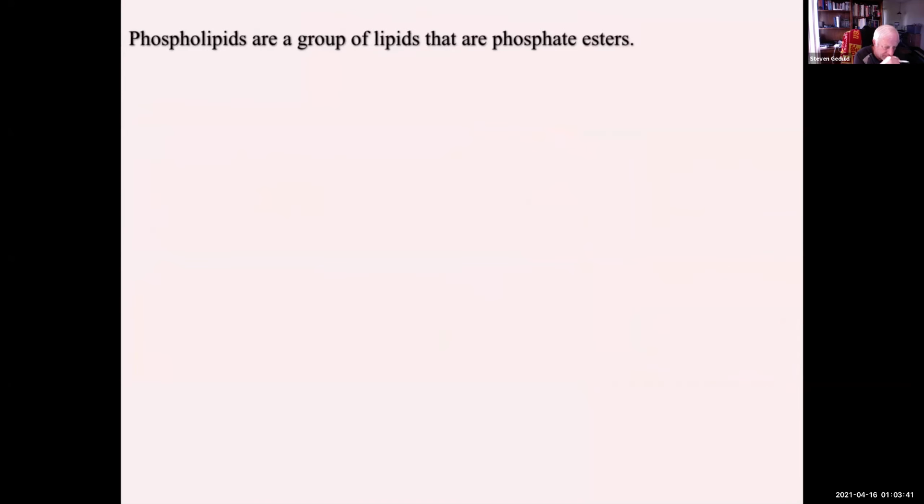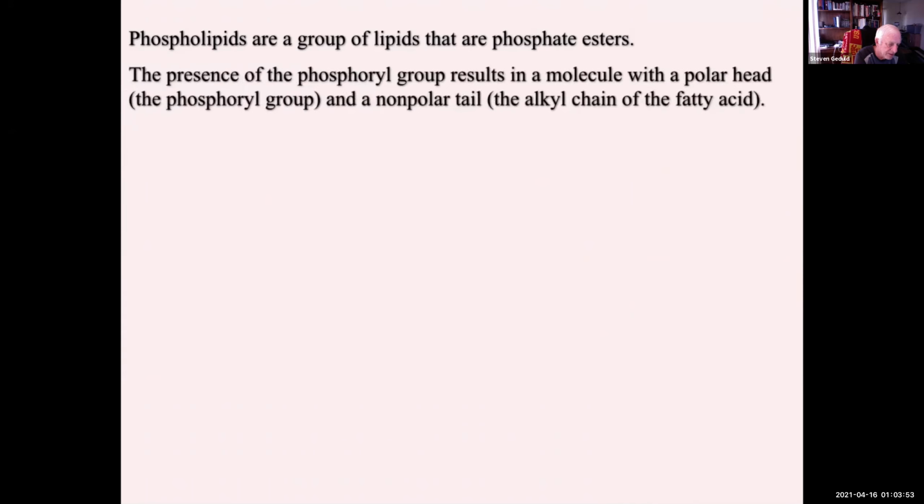Phospholipids are a group of lipids that are phosphate esters. That's because of how they link together, because of the condensation between a carboxylic acid and an alcohol, and that forms an ester. The presence of a phosphate group results in a molecule with a polar head. Now we have a polar bond in there because the phosphate group has a charge.